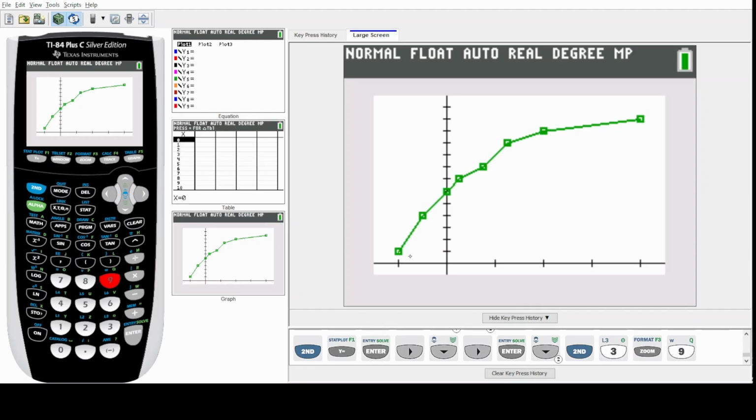Okay, now you'll notice that it did not do a step function all the way up. Instead, it actually just joined the dots. Okay, so that's one difference between ours and its. Other than that, they're identical. Okay, so you've got a cumulative frequency plot right there.